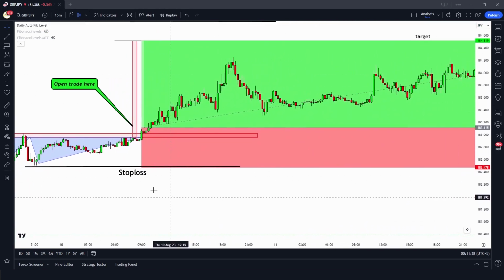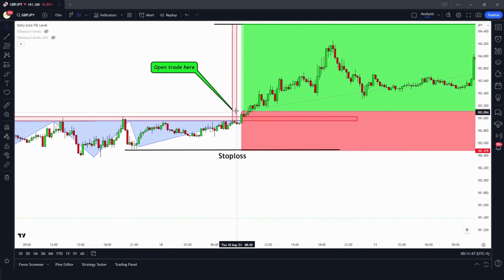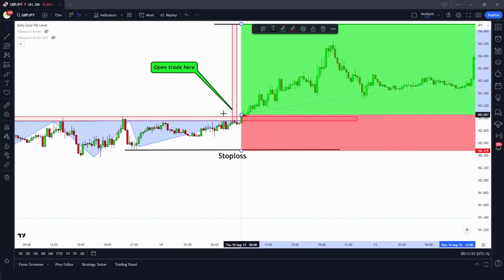So that's why we will take this trade and we'll put our stop loss below the low of this last swing, the smallest swing. So our stop loss will go here. We will take the entry at the close of this candle, this big bodied bullish candle that breaks the resistance zone.